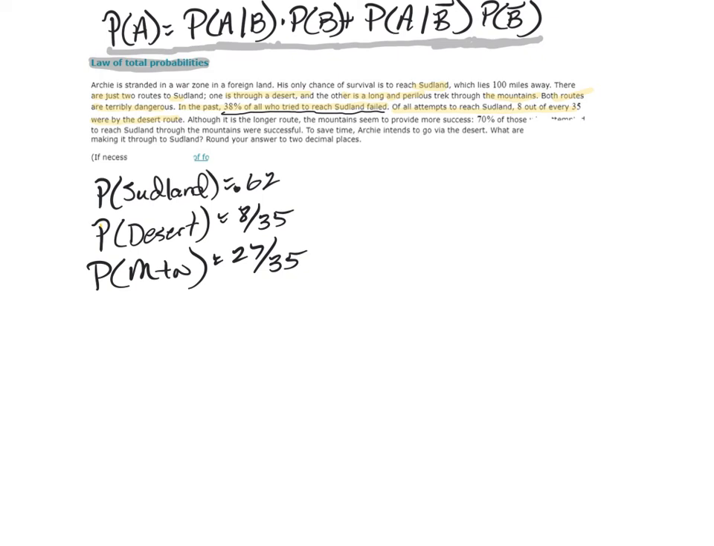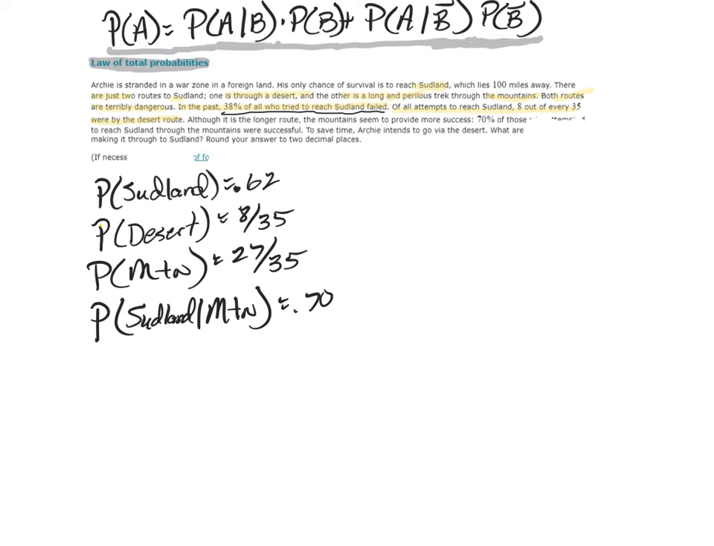And then it says, although it is a longer route, the mountains seem to provide more success. It says 70% of those who attempt to reach Sudlin through the mountains are successful. So here we go. This is maybe the most difficult part for people. Given that you go through the mountains, the probability of reaching Sudlin is 70%.